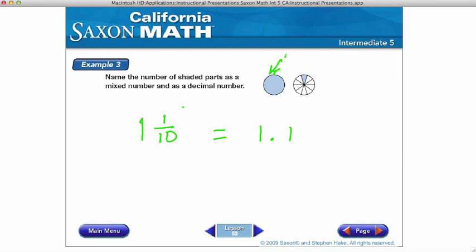This fraction gets turned into a decimal. So 1.1. I know those are really far apart. Let's see if I can write it better. Okay, 1.1. All right, let's move on to example 4.